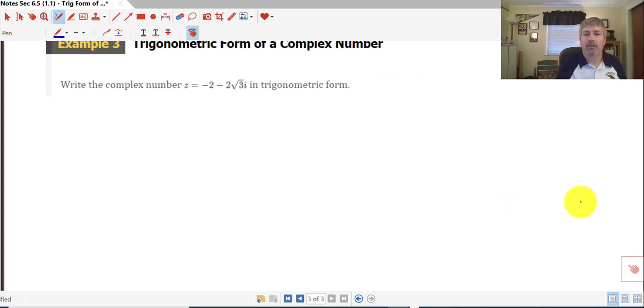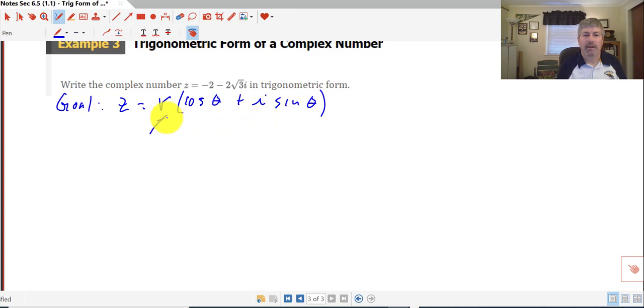Sample 3, we've got a little bit more complicated complex number. We want to find the trig form of z equals negative 2 minus 2 times the square root of 3i. So again, our goal here is to get z to equal the trig form, r times cosine theta plus i sine theta. We need to get r, and we need to figure out what our theta is. Once we achieve those two things, we'll be in good shape.